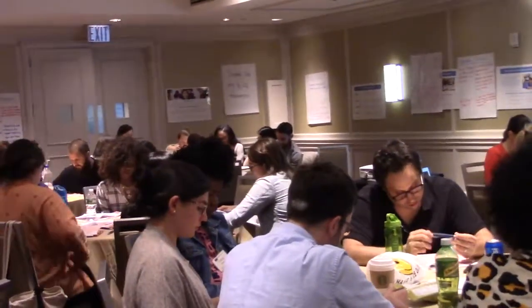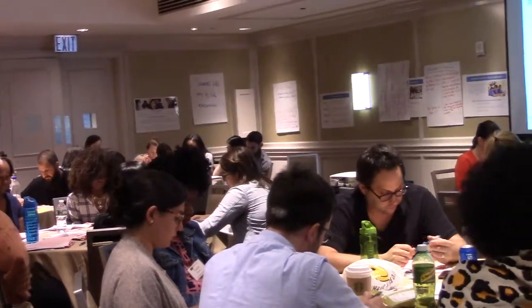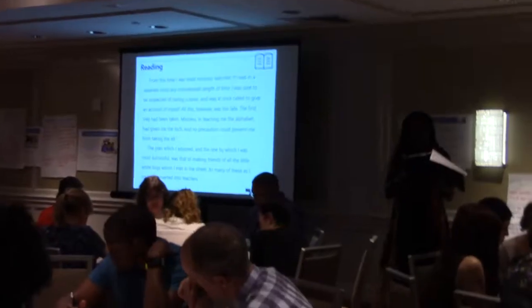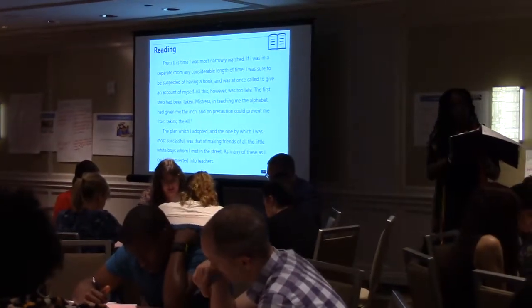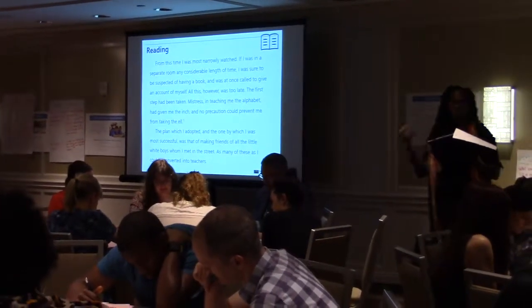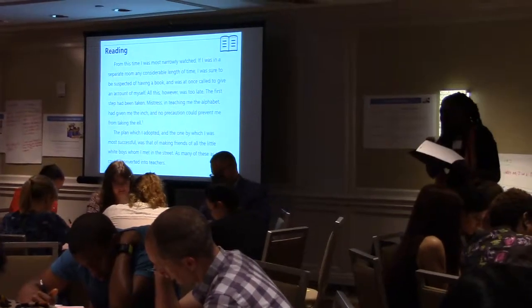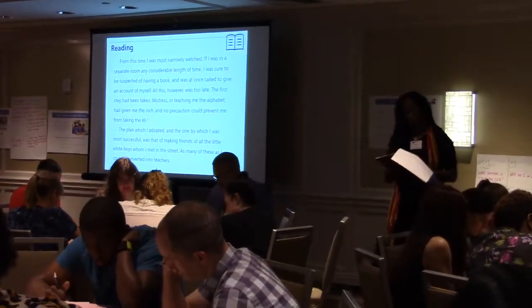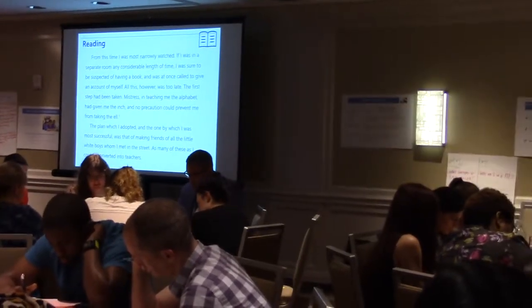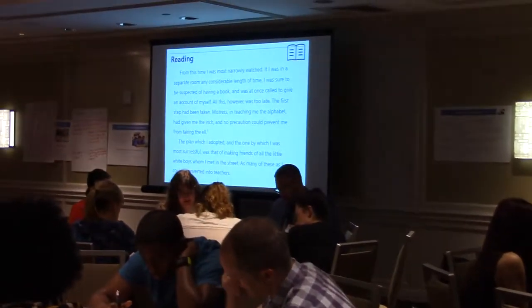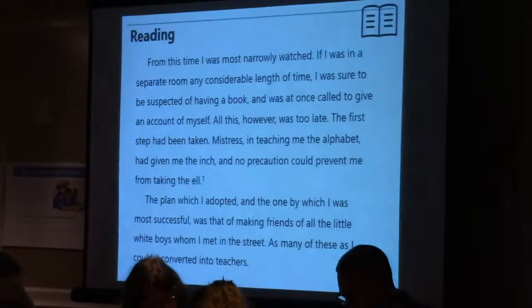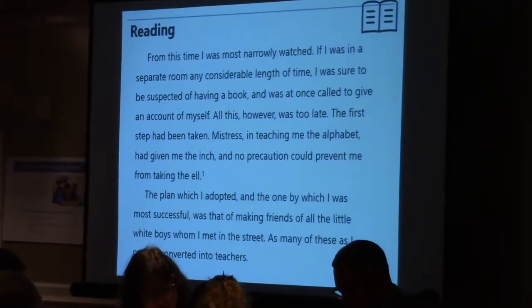All this, however, was too late. Amanda? The first step had been taken. Mistress, in teaching me the alphabet, had given me the inch, and no precaution could prevent me from taking the ell. The ruler. Keep going. The plan which I adopted, and the one by which I was most successful, was that of making friends of all the little white boys whom I met in the street. As many of these as I could, I converted into teachers.